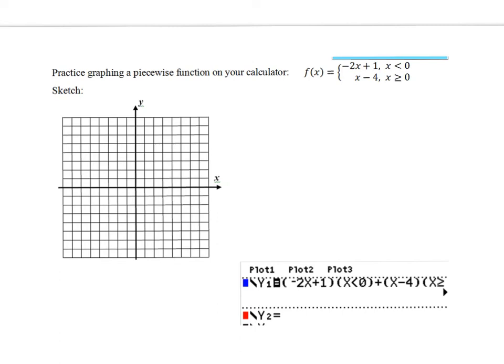Now for this next section, it's going to be important that you have your graphing calculator so that we can learn how to graph piecewise functions on your calculator. So if you don't have your calculator, please pause the video and come back with your calculator.